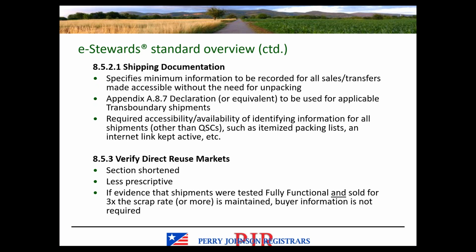8.5.3 covers the verification of direct reuse markets. This section is shorter, it's less prescriptive overall, and if evidence of shipments having been tested fully functional and sold for at least 3 times the scrap rate, the buyer information is not required. So if you're able to maintain that evidence, then you wouldn't need to include that buyer information. That would be a change in version 4.